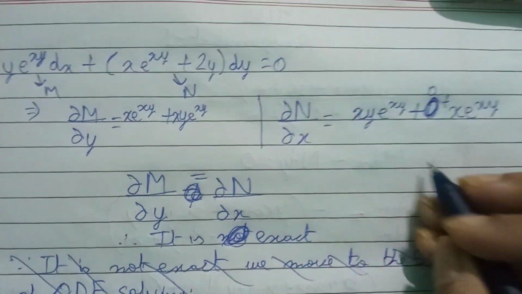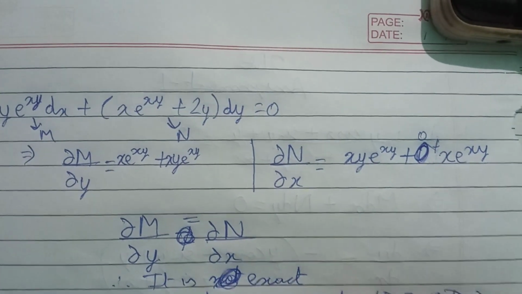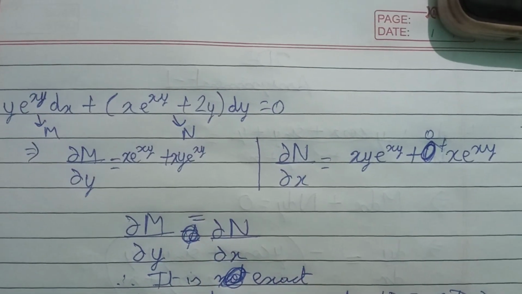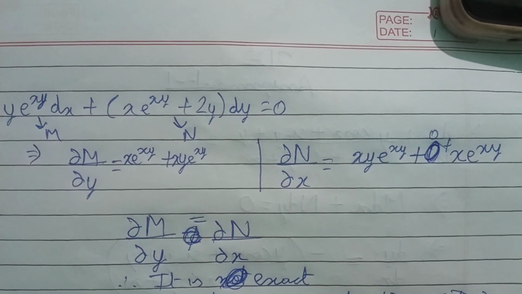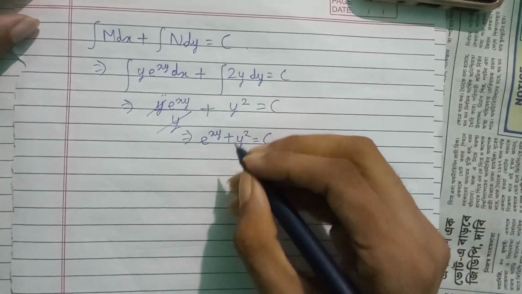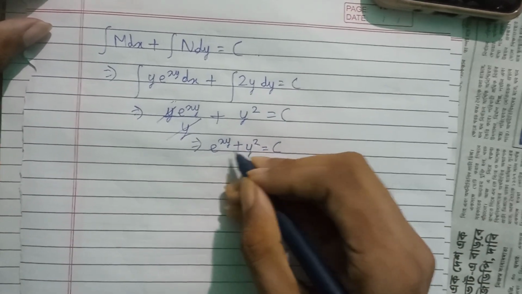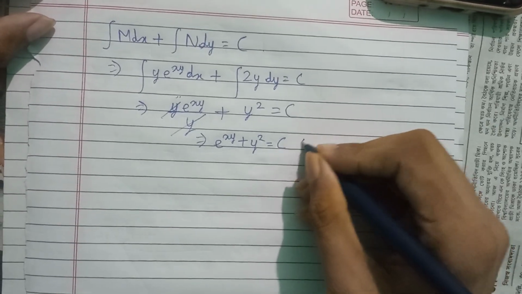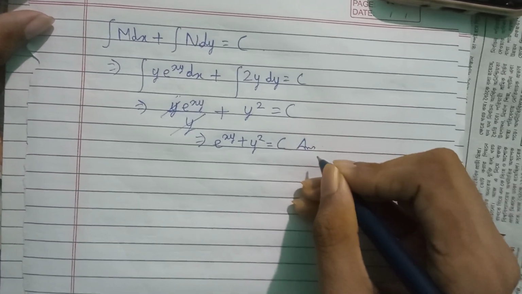So I was solving this differential equation and I made some mistake later on, so I am omitting that part. So this equation is exact, so now we will solve the integrating part. After solving the integral, we get e to the power xy plus y square equals c, which is the answer of question number 2.